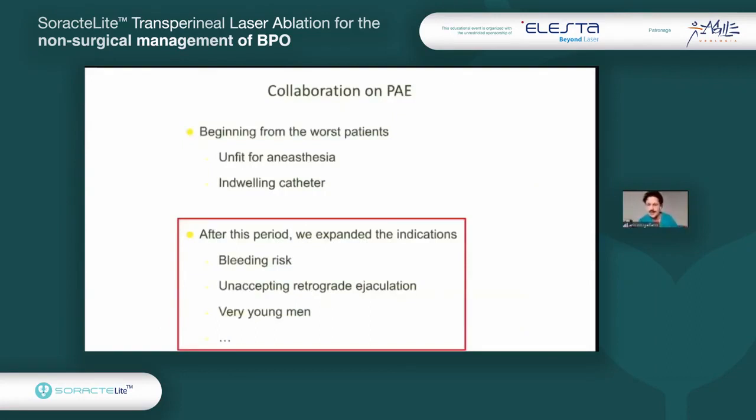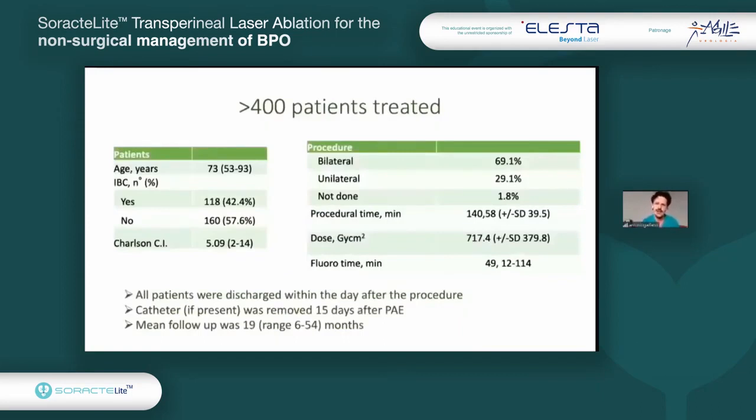After this experience, we expanded the indications, always giving to the radiologist other patients: patients with bleeding risks, patients who did not accept to have retrograde ejaculation, or really young men under 50 that wanted to improve their urinary situation but wanted to continue to ejaculate. By now we are at more than 400 patients treated, and in this big series we also have patients that any urologist would never give to a radiologist, because there are probably 20 to 30% of patients that we would like to operate.